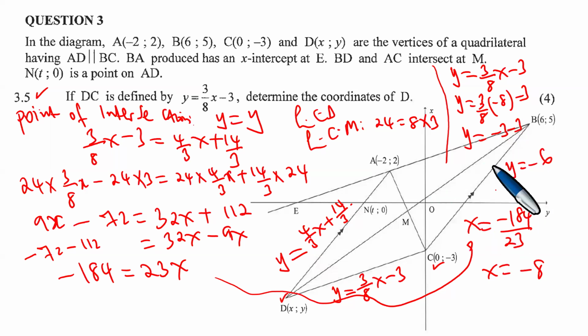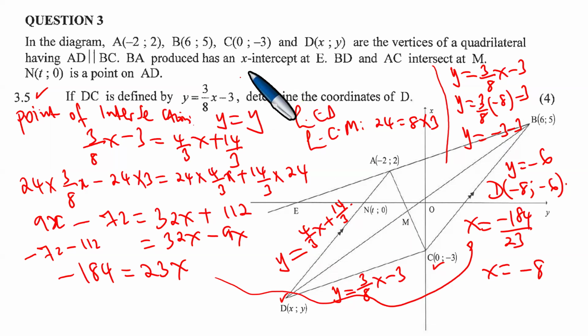Pay attention to this. As a consequence, we have D, and we have the coordinates, which are minus 8, minus 6. So look at that one. The coordinates of D are therefore minus 8 and minus 6.